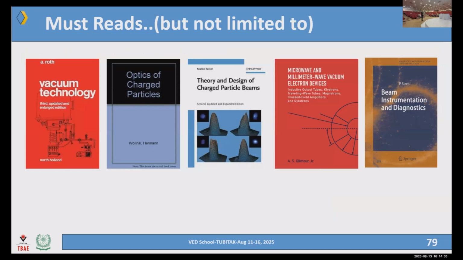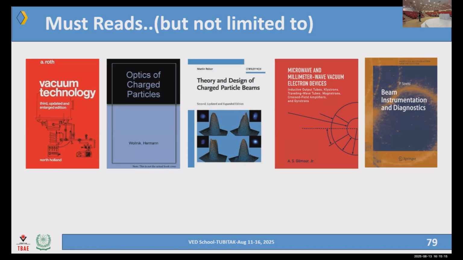There are many books, I just give you some examples for vacuum technology. Roth is a good reference. For optics of charged particles, Wollnik and Herman is an excellent choice. Whatever we did today is 80% covered in this book, Theory and Design of Charged Particle Beams. In fact, it has a detailed derivation of the paraxial ray equation. So don't be afraid. If you know the physics, you know statistical mechanics, you can go to the third chapter of this book and do the model.